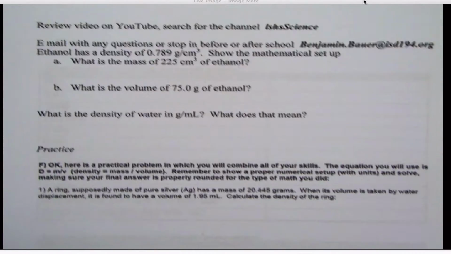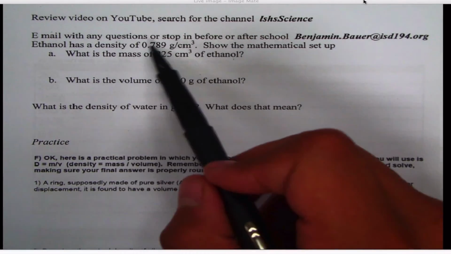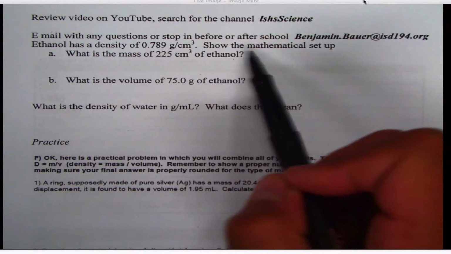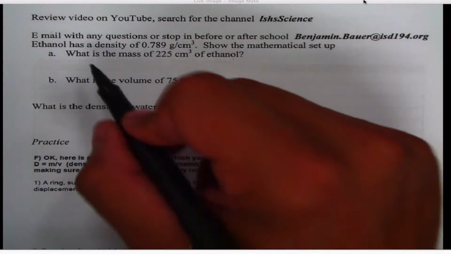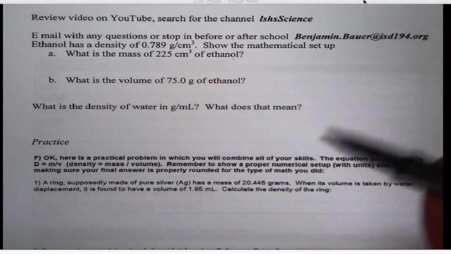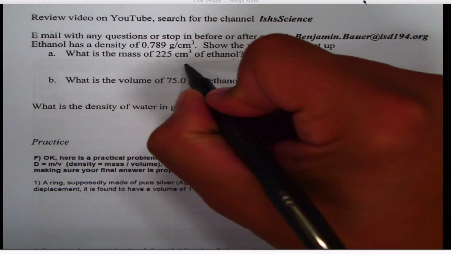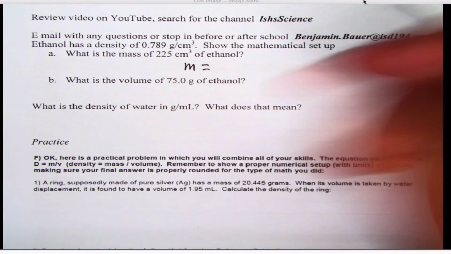Looking at this next page. It says ethanol has a density of 0.789 grams per cubic centimeter. Show the mathematical setup. So what's the mass? So I'm solving for mass. So think, how do I solve for mass? Mass is equal to density times volume.